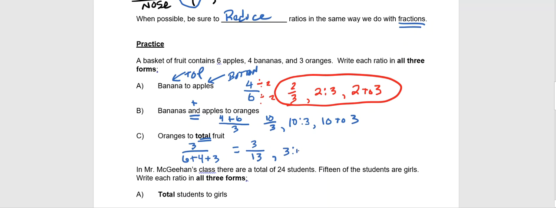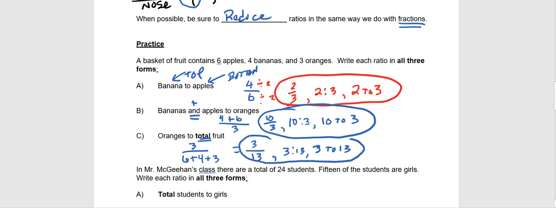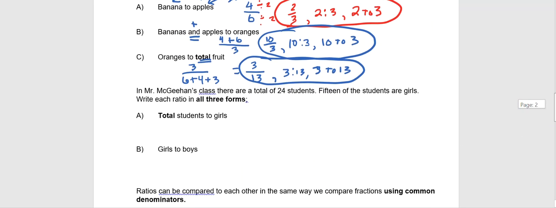So now we're ready to write it in the other 2 recognizable forms, with the colon and with the word to. Okay, so those are the quick answers for writing ratios, checking to see if we can reduce in all 3 forms.